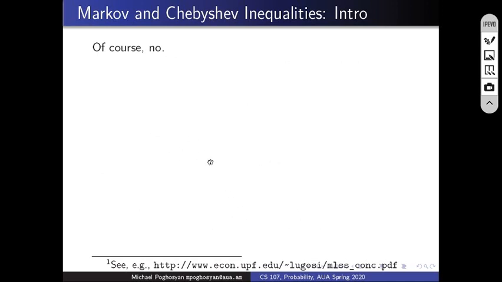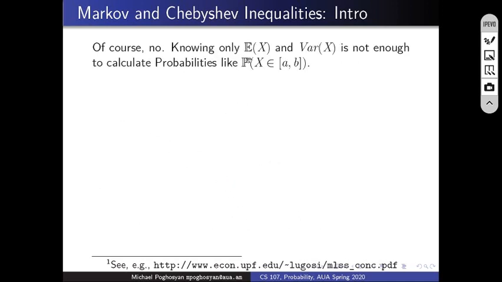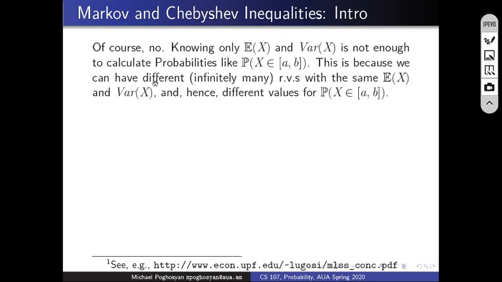Of course, we cannot calculate. Knowing only the mean and the variance is not enough to calculate probabilities like this. And this is because we can have different random variables, in fact, infinitely many random variables with the same expected value, with the same variance. And for each of them, we can get different values for these probabilities. And you can try to give some examples of that type.